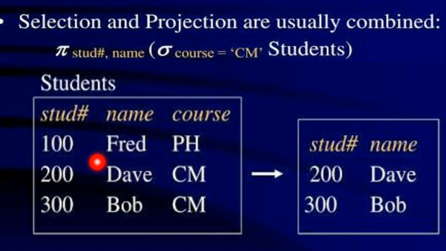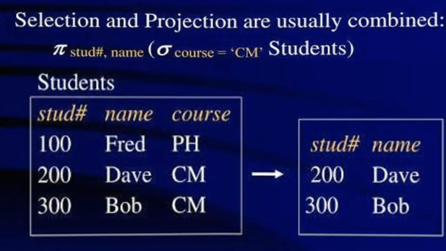Now can you understand the difference between selection and projection? Selection selects the records. Projection is what you need to display in your output. Likewise this will be performed. Okay, so let's move on to the next one.